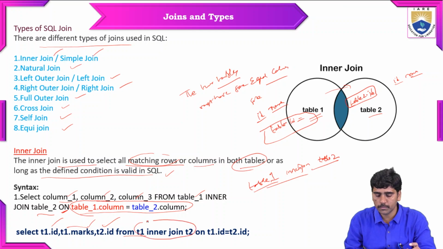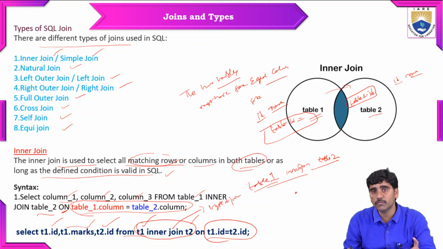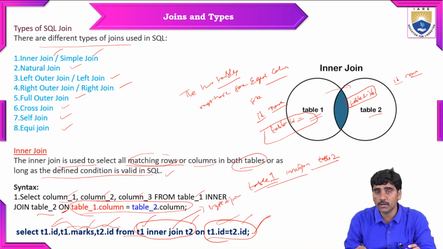So here we are performing the join operation between table 1 and table 2, and this is the type of join. The condition is T1 dot ID equals T2 dot ID. So whenever the table 1 column ID equals the table 2 column ID, both are the same, then on this condition the value will be selected or retrieved.